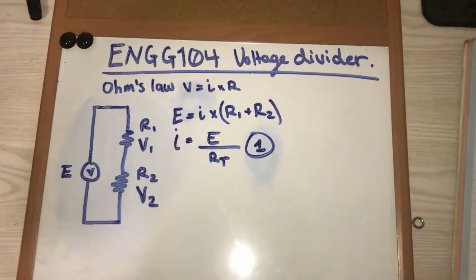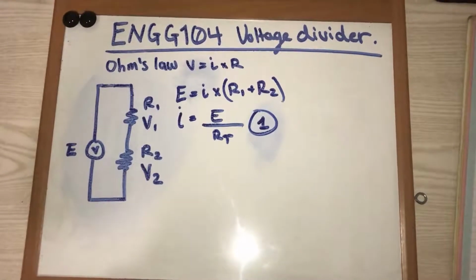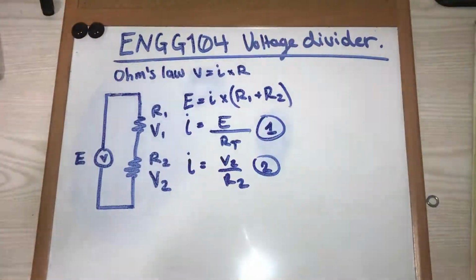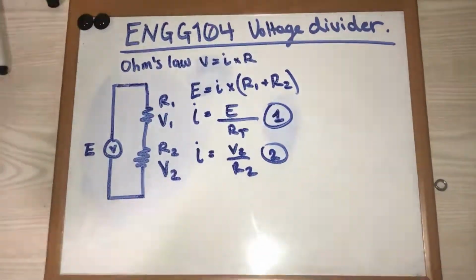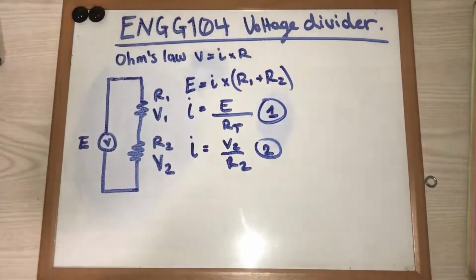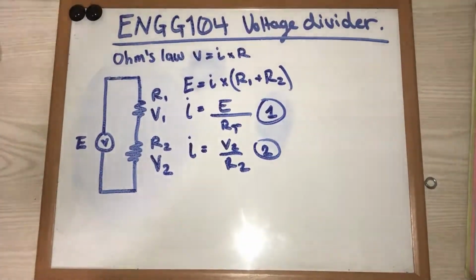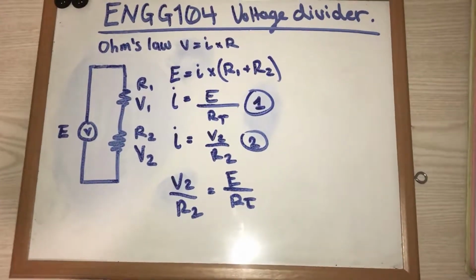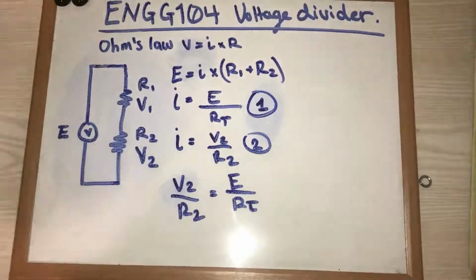Now, similarly, if we wanted to find the current in the second resistor, we'd have to rearrange Ohm's law to get I is equal to V2 on R2. Now, since we don't have current in this equation, we can equate the two to get this equation. V2 divided by R2 is equal to the total current divided by the total resistance.